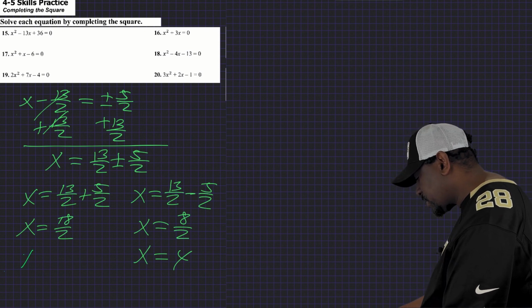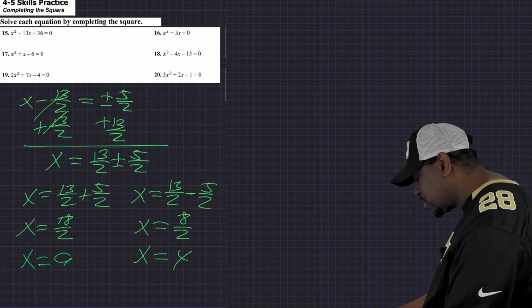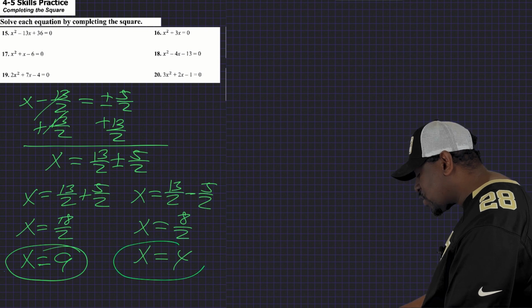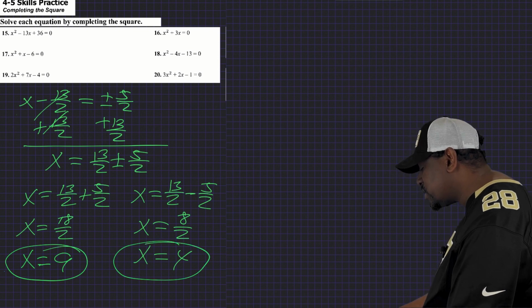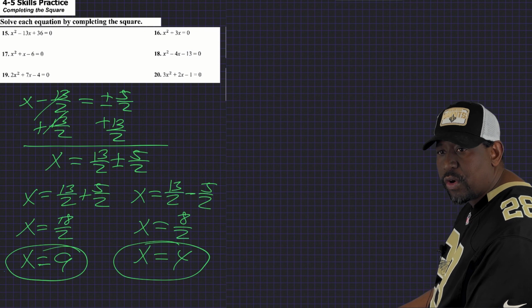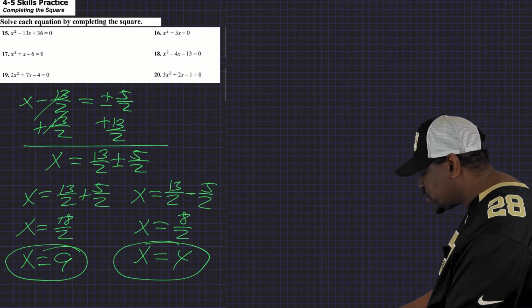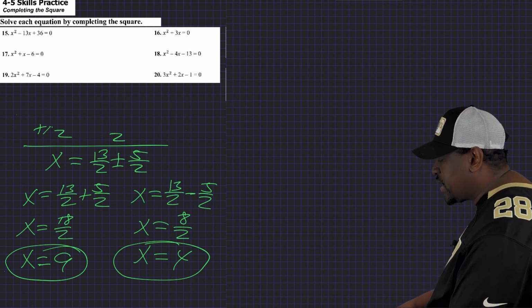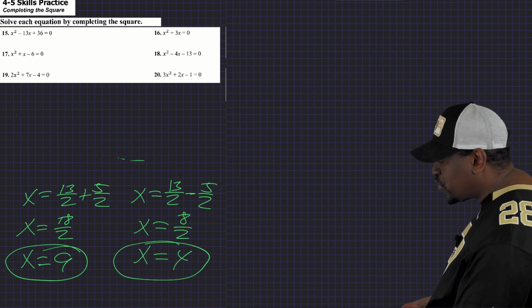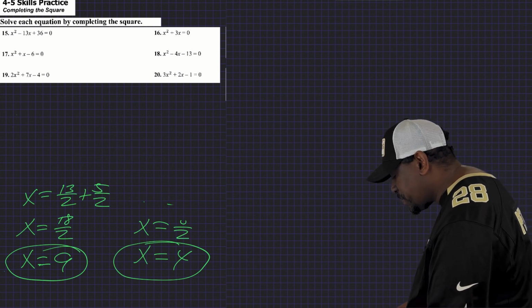So it should pop up again here. There we go. So we like to circle the answers when you finish, just to let your teacher know when you do work that this is your final solution. And so we have solved this quadratic by completing the square.